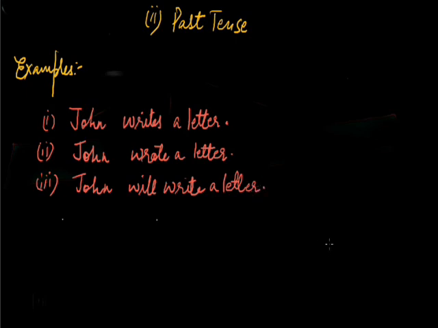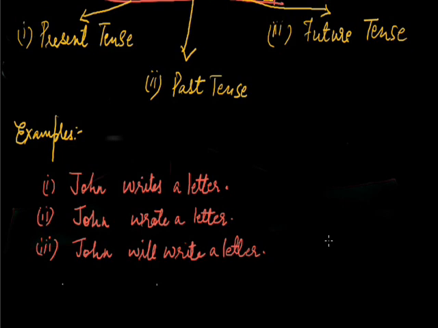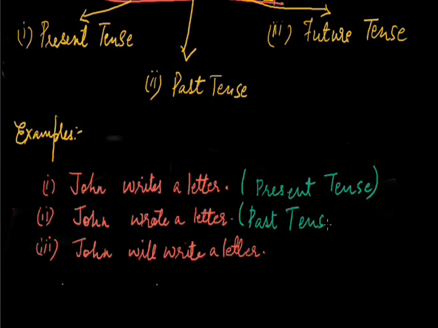Now, as we have seen in these examples, it is very clear that the first sentence is giving us vital information. That is, it is telling us that the action has taken place in the present time. From the second sentence, we can conclude that the action of writing a letter by John has taken place in the past time. And from the third sentence, it is very clear that the action of writing a letter shall take place by John in the future time.